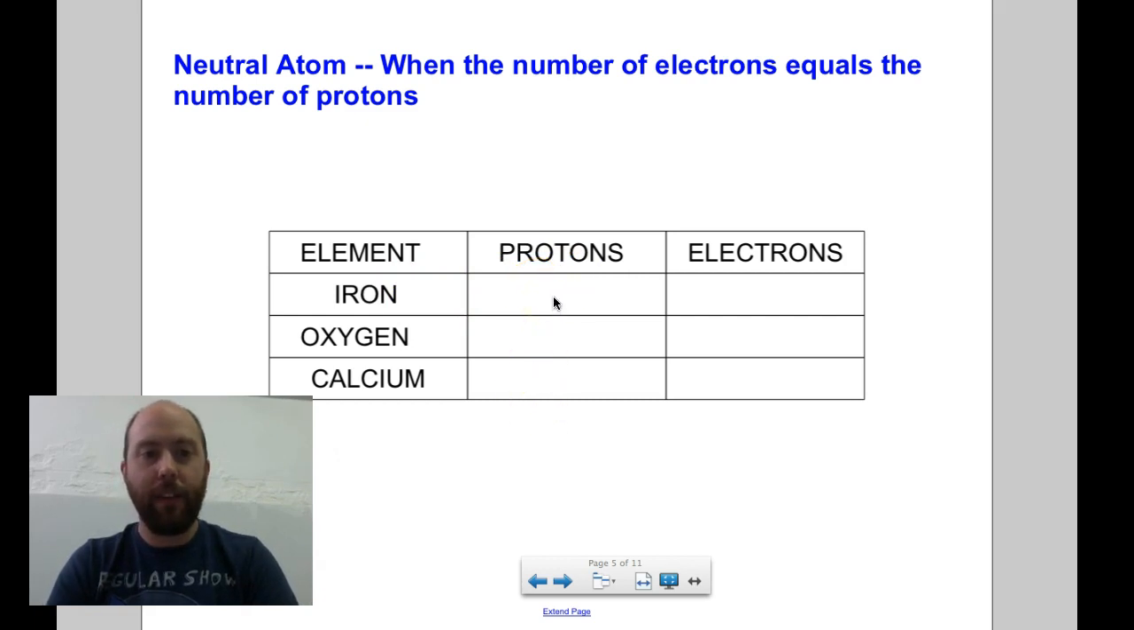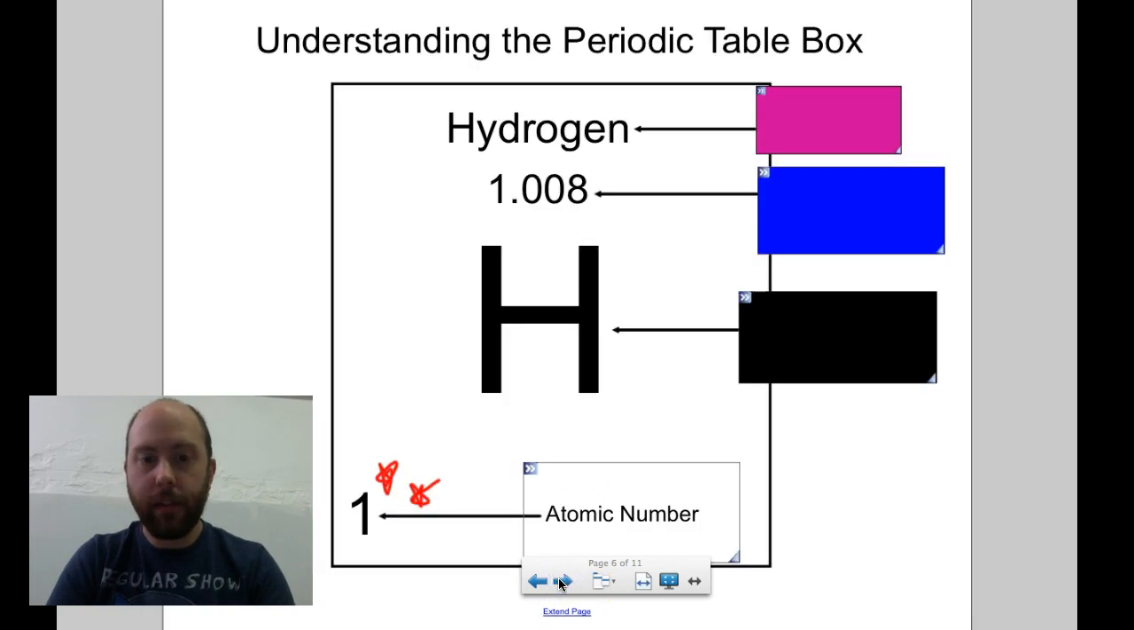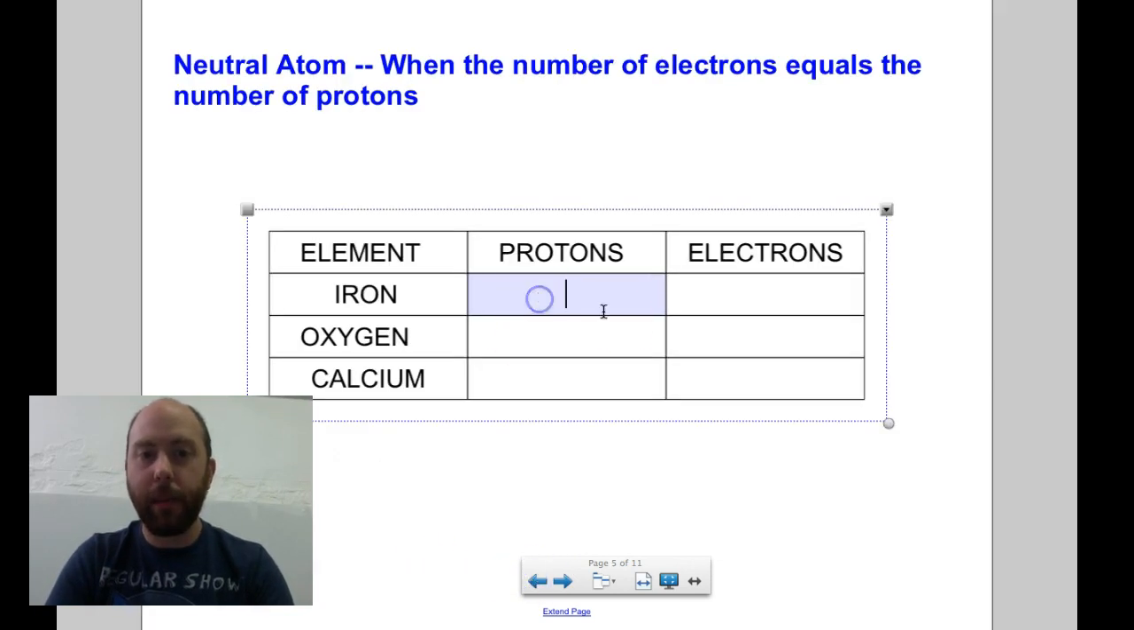Well, if I look up iron on the periodic table, I'll notice it has the atomic number 26. And we already said earlier, what's the atomic number mean? Atomic number is how many protons there are. So, since the atomic number of iron is 26, there are 26 protons. Oxygen has the atomic number 8, which means there are 8 protons. Calcium, atomic number 20, 20 protons.